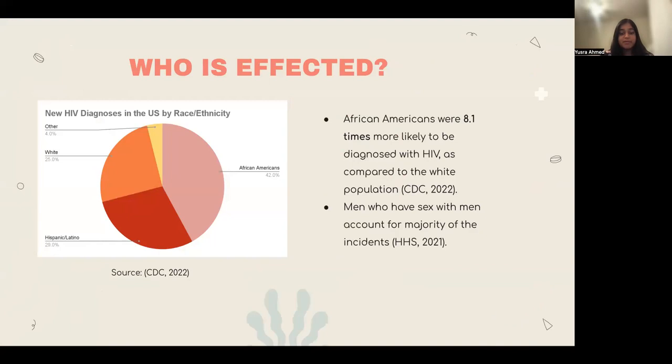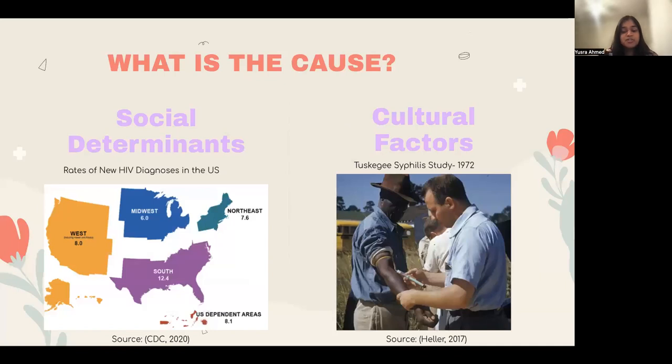Within the African American population, the majority of cases occurred by sexual transmission, specifically attributed to men who have sex with men and heterosexual contact. So what is the cause? Some social determinants that are contributing to the discrepancy are income inequality, which has shown late diagnosis and increased incident rates, and Black neighborhoods tend to have more socioeconomic issues as a byproduct of segregation and race-related social conditions such as white privilege.